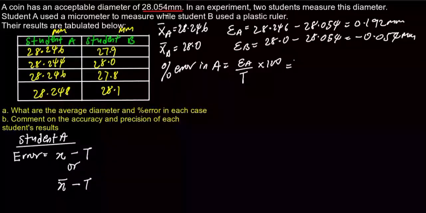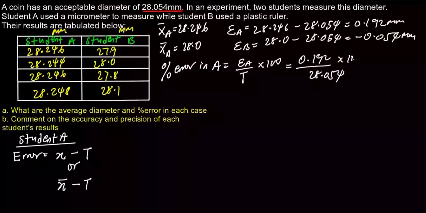So what's the error in A? That is 0.192 over the true value, 28.054. The true value is up here, and times 100. So the percentage error, or percentage relative error, in A is 0.684%. Okay, that's for A.